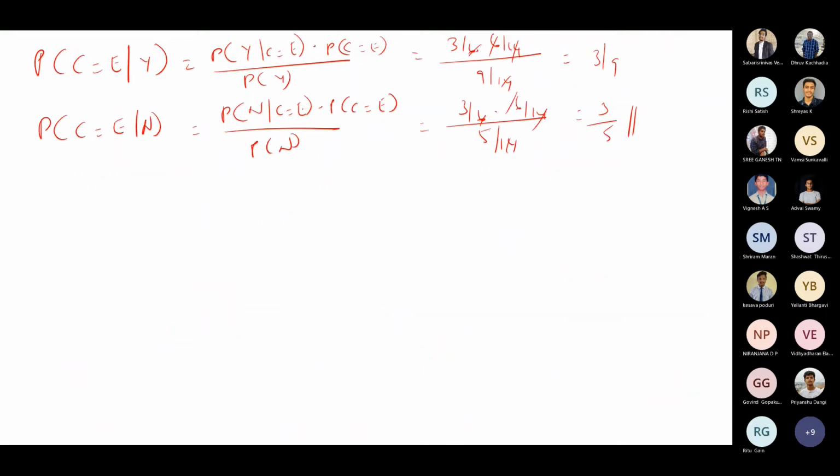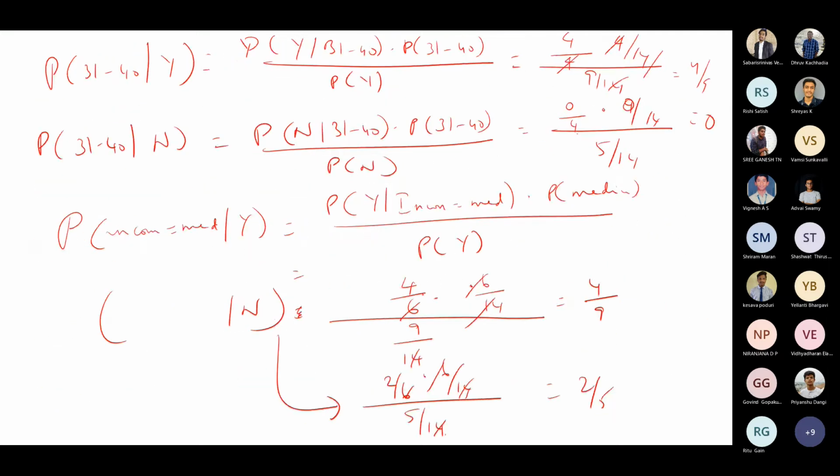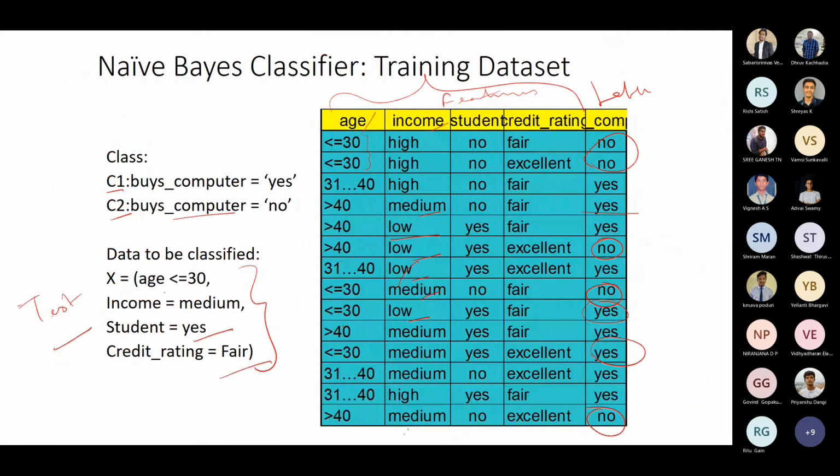Now what is my scenario? I have the x given. So given x, does it belong to class 1 or class 2? So probability of C2 given x. Now what is x actually? This is probability of x given C1 into probability of C1 divided by probability of x. And probability of x given C2 into probability of C2. Now what is x actually? X has got multiple components now. X has got age less than or equal to 30.